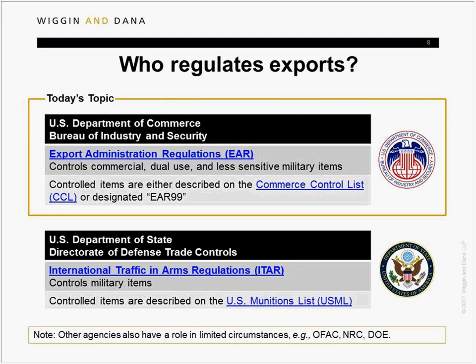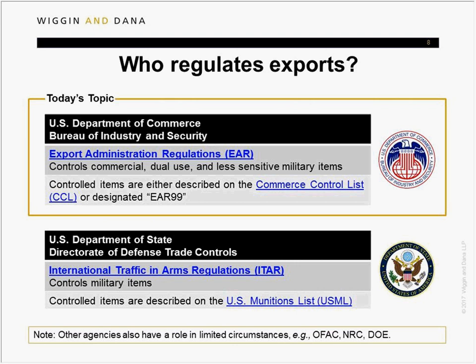And the Export Administration Regulations describe the rules that apply predominantly to commercial items and dual-use items, that is, items that could be used for commercial or military purposes, but also, at least for the last several years, some less sensitive military items. Those are also subject to control by the Export Administration Regulations.